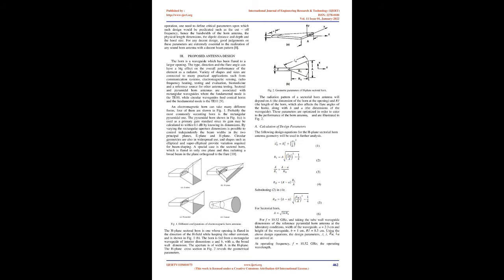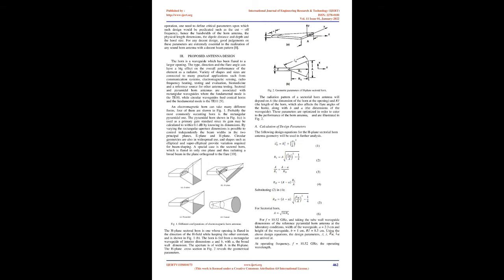The integrity of signal received or transmitted depends largely on the design considerations of the horn antenna. Therefore, it is essential that, while deciding on the intended frequency of operation, one needs to define critical parameters upon which such design would be predicated, such as the cut-off frequency, hence the bandwidth of the horn antenna, the physical length dimensions, the dipole distance and depth, and the hood size. For any decent design, good judgments on these parameters are extremely essential to the realization of any sound horn antenna with a decent beam pattern.